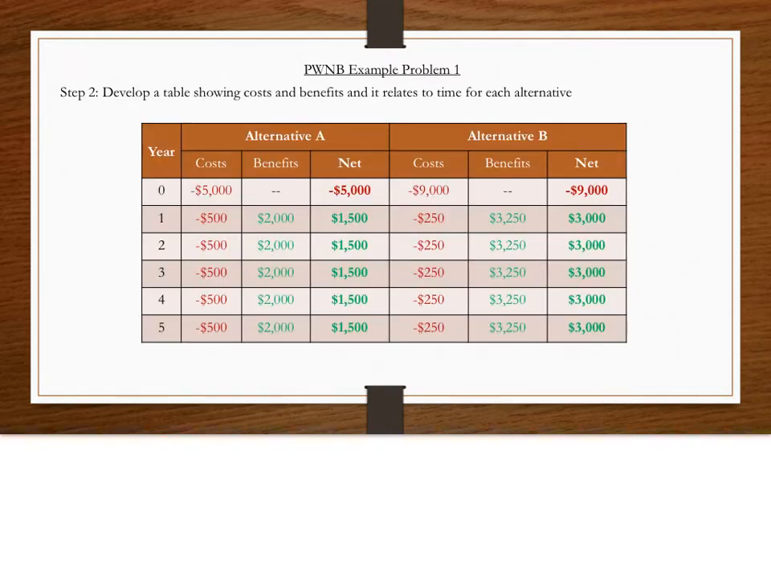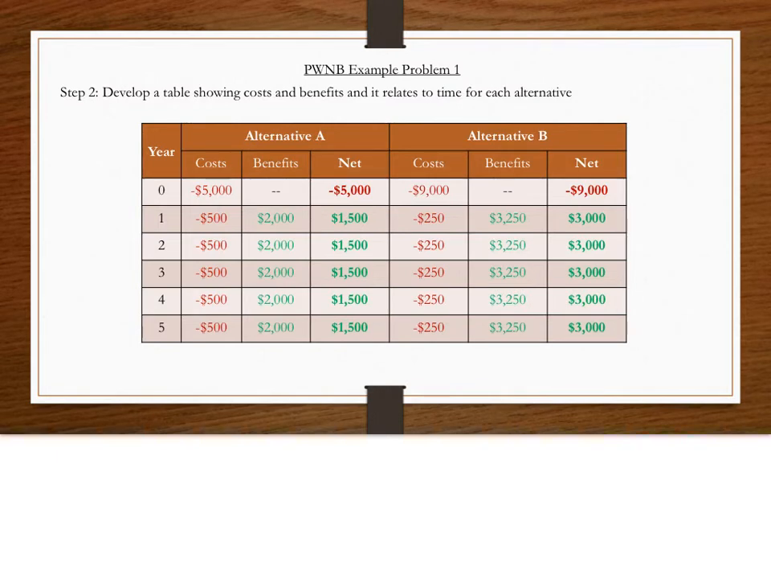Another helpful tool is to break out our costs and benefits in a table for each alternative. So as the problems become more complex with added revenue streams and additional costs, we are able to look at the net revenue for our calculations. So here we see that alternative A has a net revenue of $1,500 for the ends of years 1, 2, 3, 4, and 5.